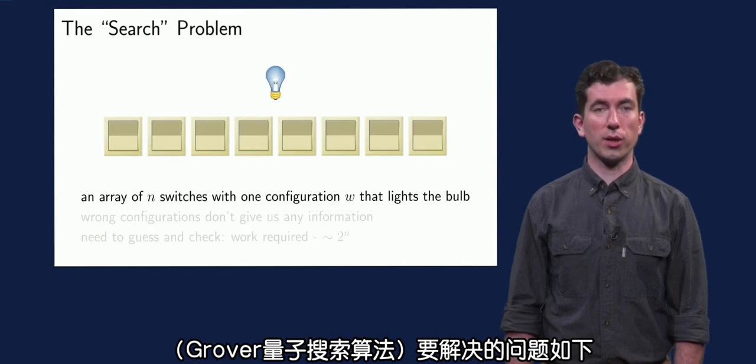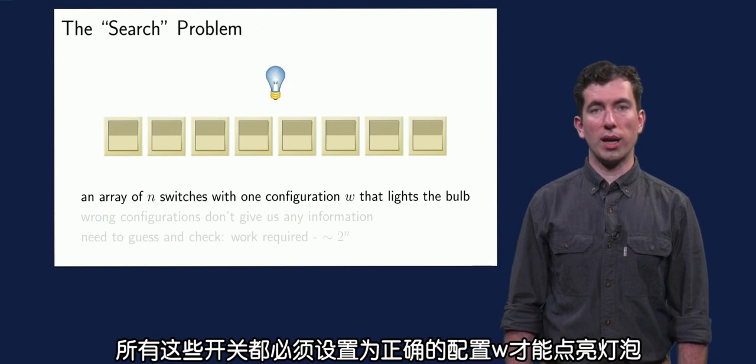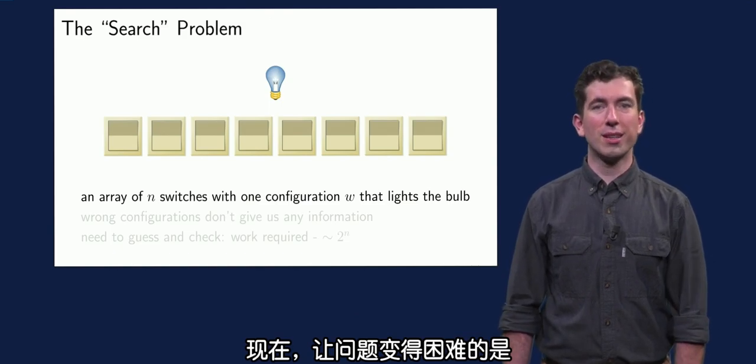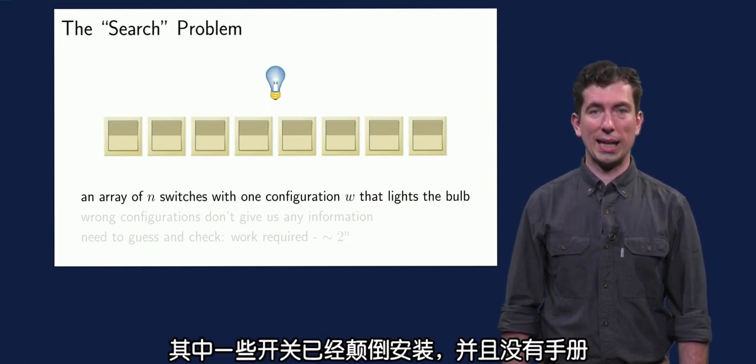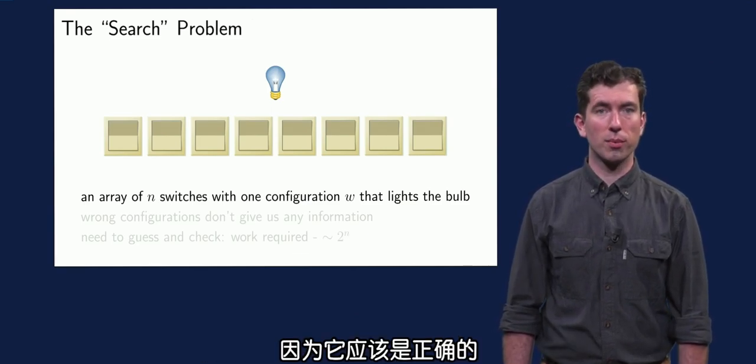The problem to be solved is as follows. Imagine that there's an array of n switches which all have to be set in a correct configuration W in order to light a bulb. Now, to make the problem difficult, some of these switches have been installed upside down and there's no manual lying around, so the all-up configuration isn't necessarily correct as it should be.